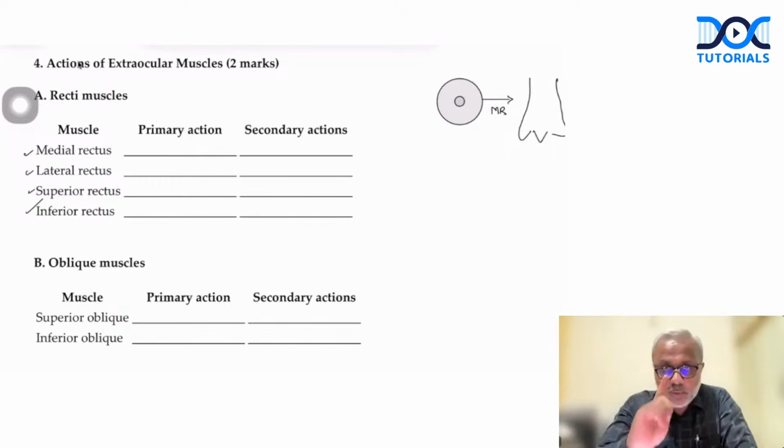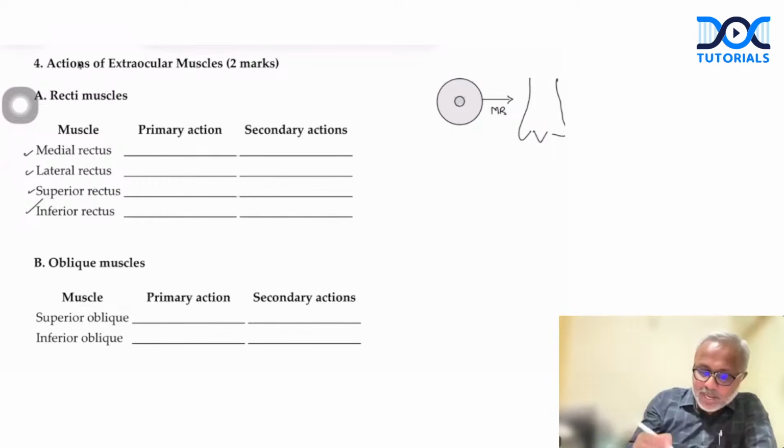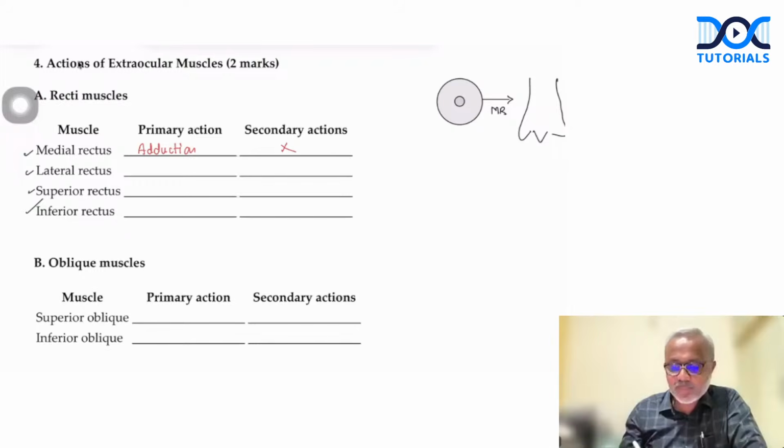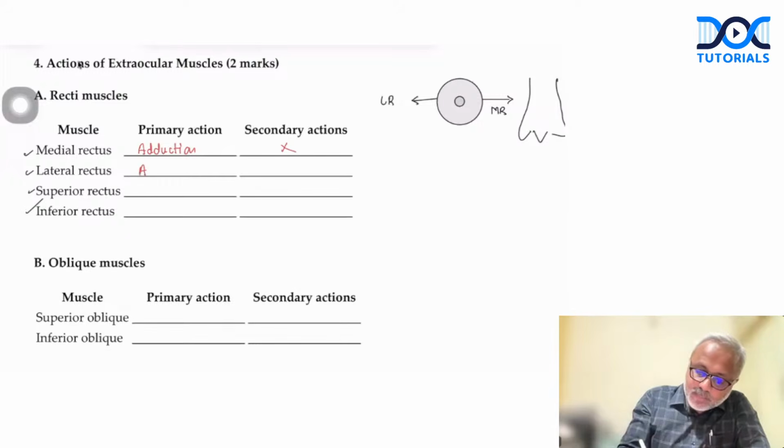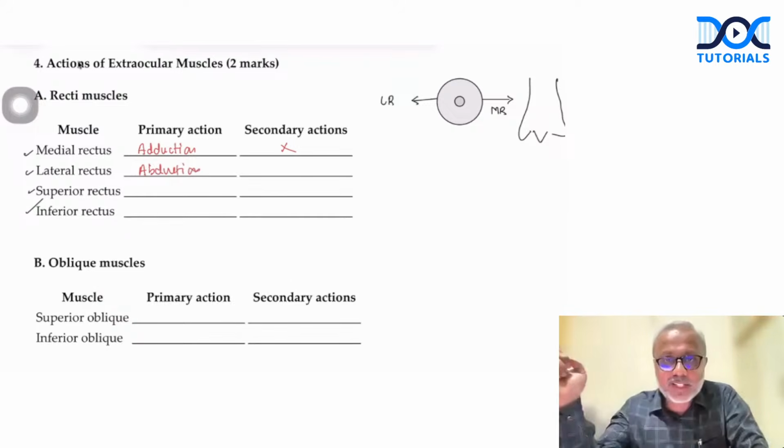Now, what will you call the movement where part of the body moved towards the midline? Yes, it is adduction. So what is the primary action of medial rectus? The only action it can ever bring about is adduction, nothing else. Then, what about lateral rectus? Lateral rectus can also bring about only one action. We'll do it again. So this is lateral rectus. So lateral rectus can bring about what action? It can bring about abduction. So medial rectus adduction, lateral rectus abduction.